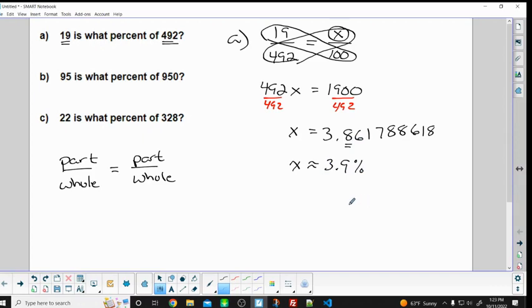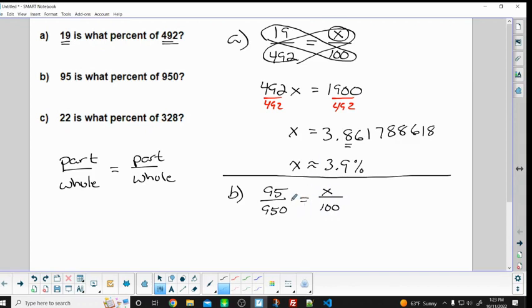All right, let's try B. And I'll try to squeeze it in right here, so leave that work up there. So I have 95 is what percent of 950. So 95 is the part over the whole, which is 950. I'm going to set that equal to my mystery percentage, the percentage that I'm looking for, over the 100%. I'm going to do the cross multiplication.